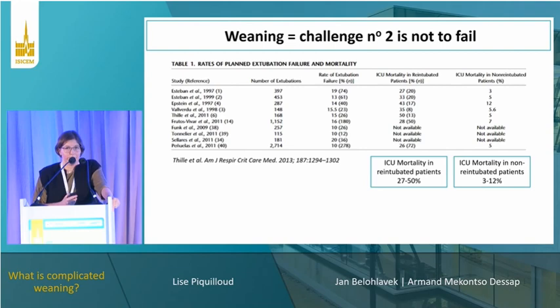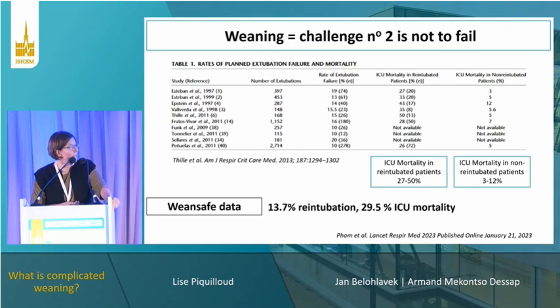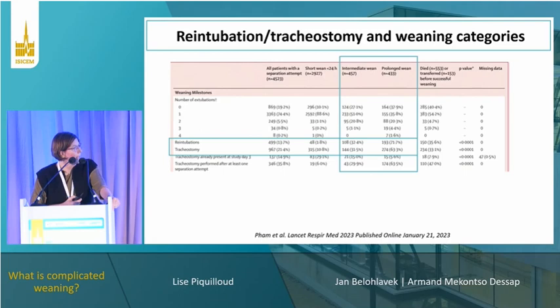And this was again the case in the new WIND study. 13.7% of the patients had to be reintubated, and ICU mortality was in the previously described range, 29.5%, really high. And interestingly, you can see that those patients who had to be reintubated were mainly in the intermediate weaning group and in the prolonged weaning group.